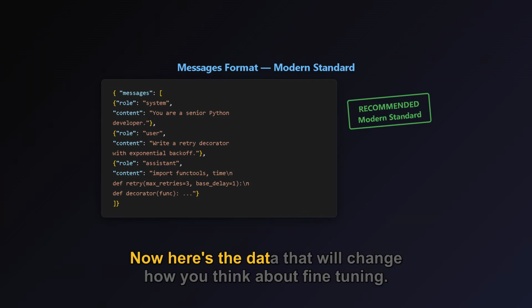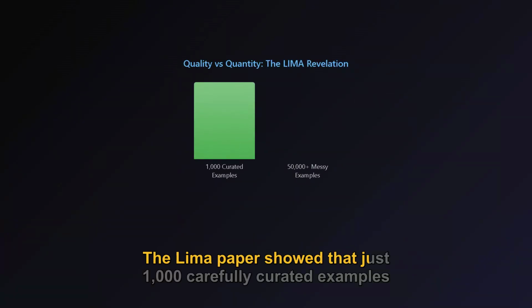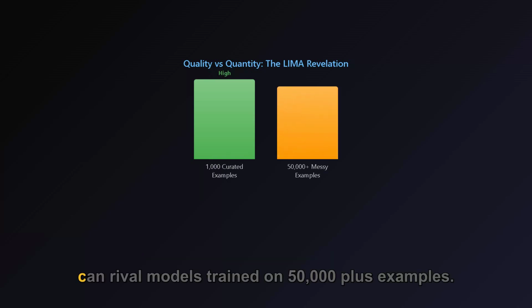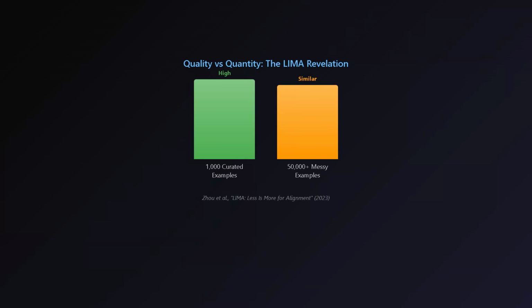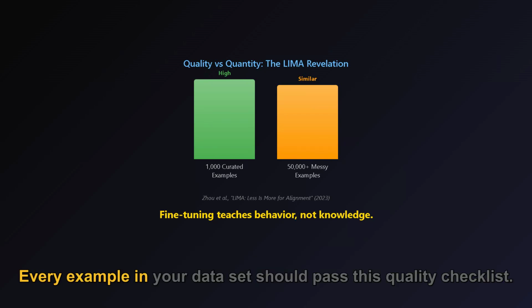Now here's the data that will change how you think about fine-tuning. The LIMA paper showed that just 1,000 carefully curated examples can rival models trained on 50,000+ examples. Why? Because fine-tuning isn't teaching new knowledge, it's teaching behavior. Every example in your dataset should pass this quality checklist.